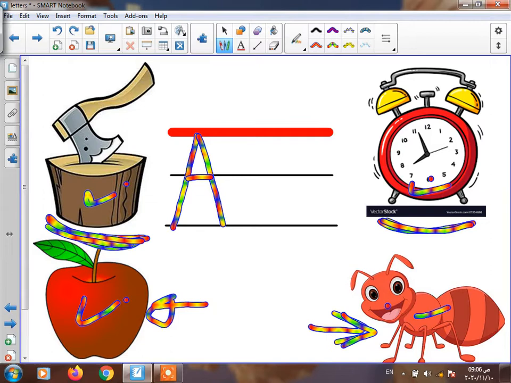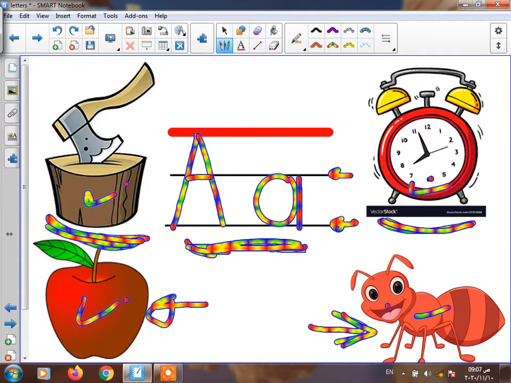KG2, how can I write sound A? Small circle, line down, between what, KG2? Between two lines. Okay, KG2. Capital A, sound A. Repeat after me. Capital A, sound A. Small A, sound A.